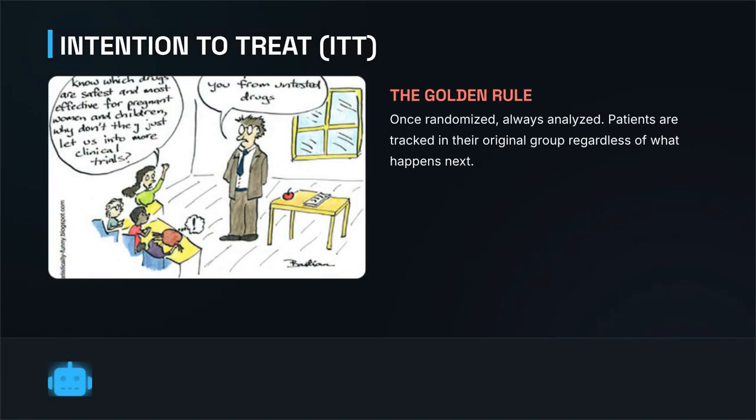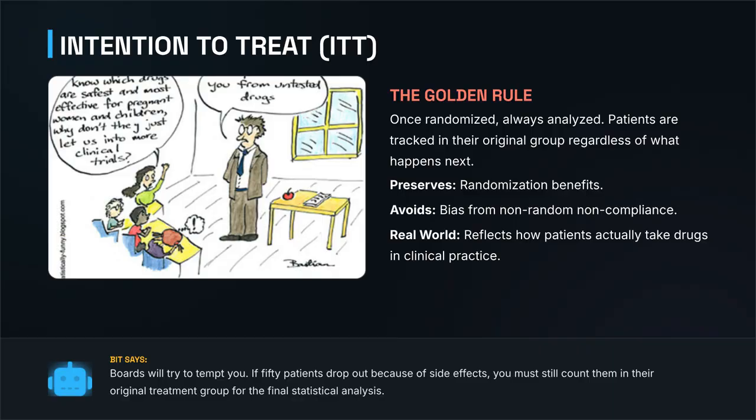Now we must talk about the absolute law of intention to treat, or ITT. BIT says boards will try to tempt you. If 50 patients drop out because of side effects, you must still count them in their original treatment group for the final statistical analysis. The golden rule is once randomized, always analyzed. Patients are tracked in their original group regardless of what happens next. This preserves randomization benefits. It avoids bias from non-random non-compliance. In the real world, it reflects how patients actually take drugs in clinical practice.